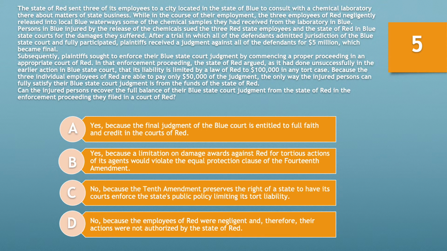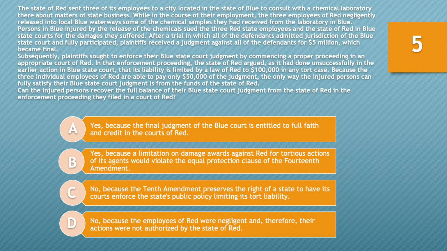Question number 5. The state of Red sent 3 of its employees to a city located in the state of Blue to consult with a chemical laboratory there about matters of state business. While in the course of their employment, the 3 employees of Red negligently released into local Blue waterways some of the chemical samples they had received from the laboratory in Blue. Persons in Blue, injured by the release of the chemicals, sued the 3 Red state employees and the state of Red in Blue state courts for the damages they suffered. After a trial in which all of the defendants admitted jurisdiction of the Blue State Court and fully participated, plaintiffs received judgment against all of the defendants for $5 million, which became final.